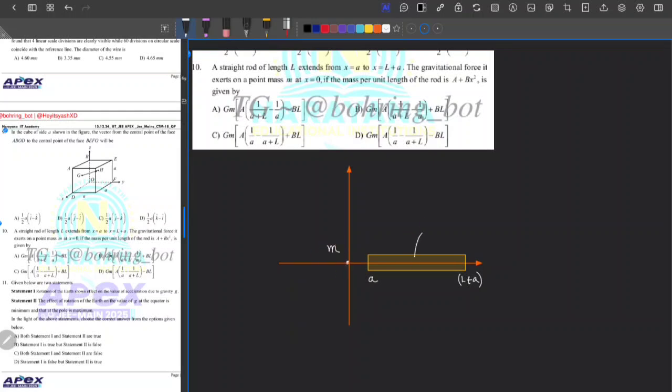Now there is a mass here, having a mass m, and it is having a lambda value. This lambda is equal to how much? A plus b x square. Now it is an extended body, therefore you cannot apply this gravitational force formula directly.